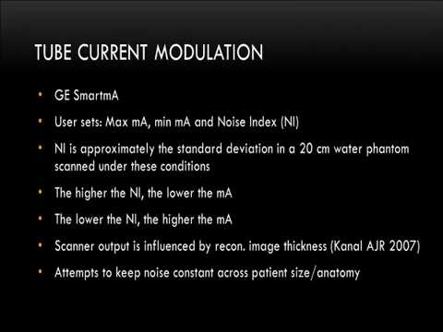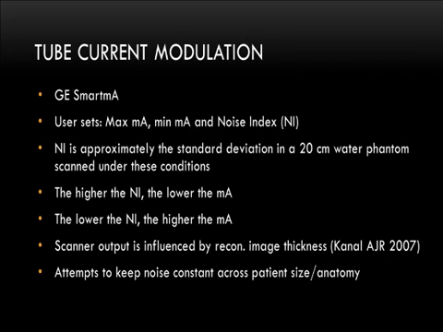All right. In GE, they use a smart MA. There, the user sets the maximum MA, the minimum MA, and the noise index. And the noise index is approximately meant to represent the standard deviation in a 20 centimeter water phantom scanned under those conditions. So it's a reference value for you. The higher the noise index, the lower the MA. You're allowing the scan to have more noise, so you can reduce the MA. And the other way: if you lower the noise index, you'll raise the MA. That's the intention there.